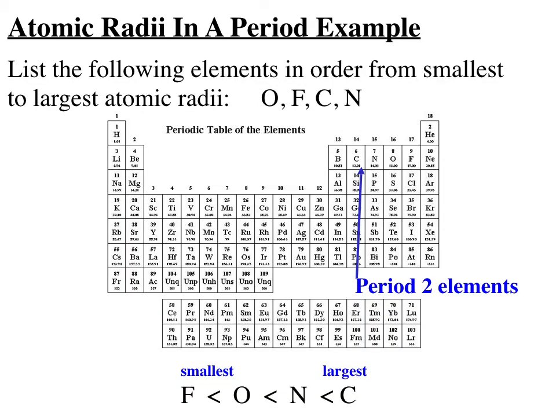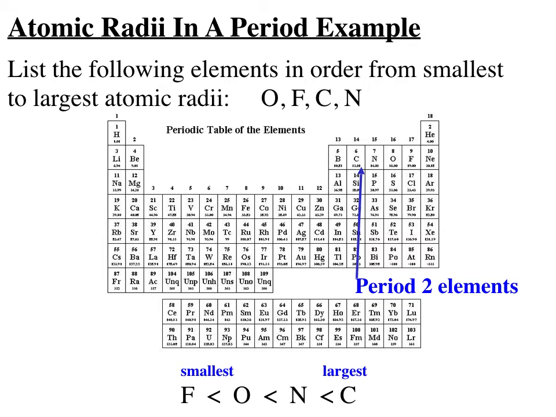Okay, let's look at doing an example of atomic radii for elements in the same period. Now, again, first of all, before we do this, let me point out to you that when I ask you to do problems like this on your test, they will be elements in either the same group or same period. They won't be diagonal from one another.